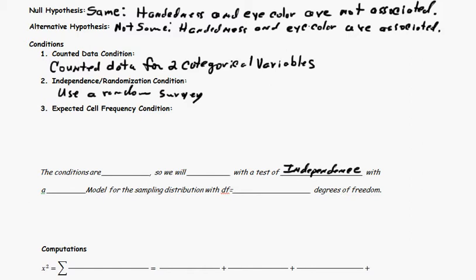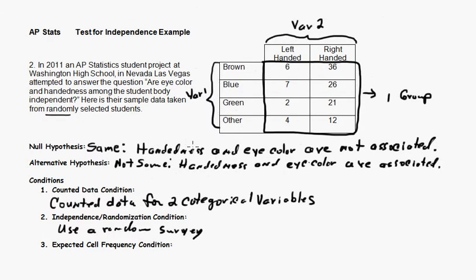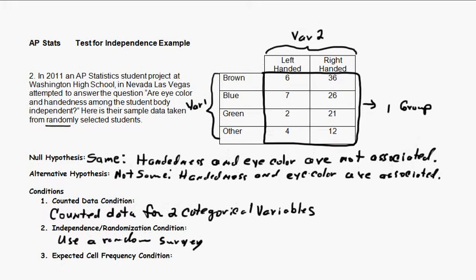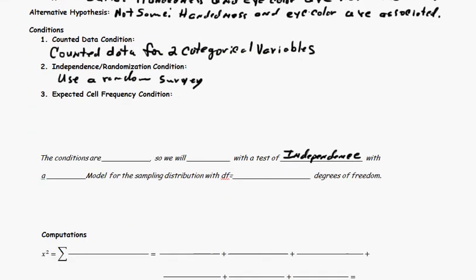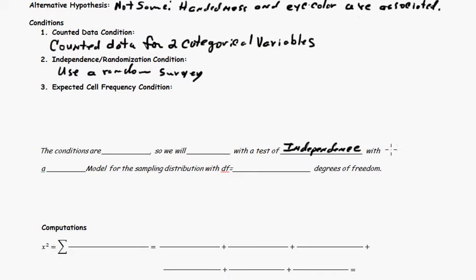If we had two groups of data and one variable, then it would be a test of homogeneity. But here we have two variables in one group, so it's a test of independence. We're going to use a chi-squared model, and the degrees of freedom are going to be rows minus 1 times columns minus 1.